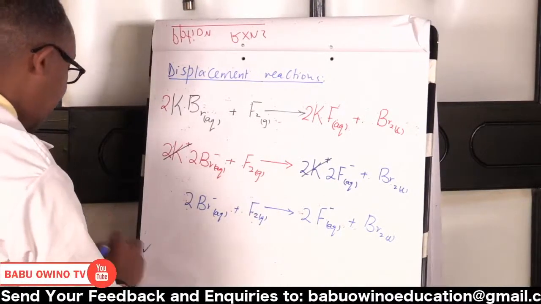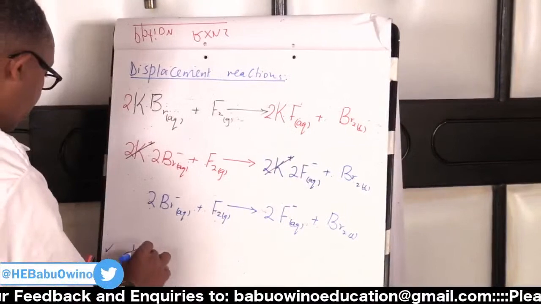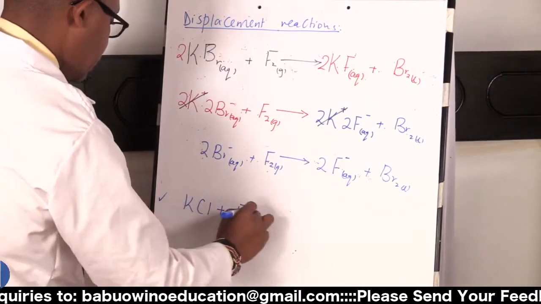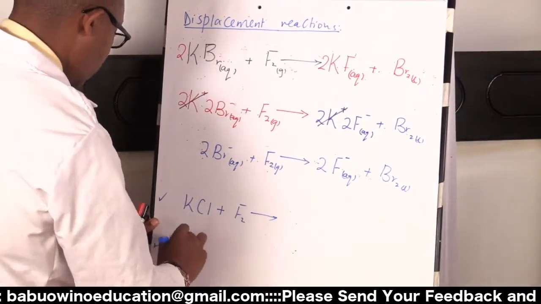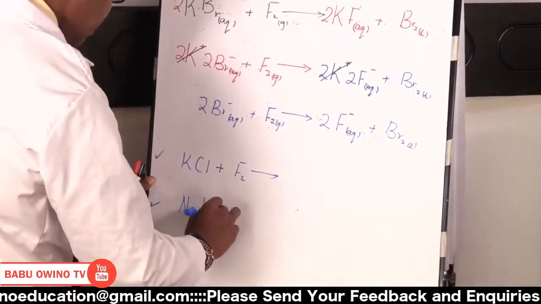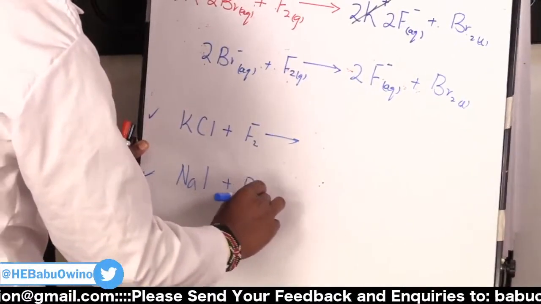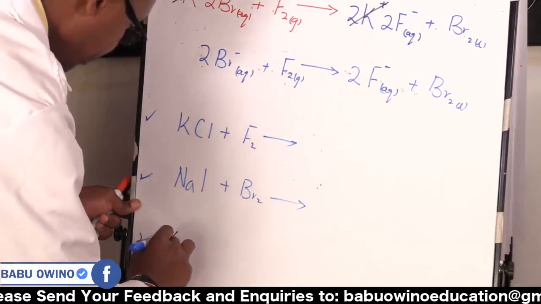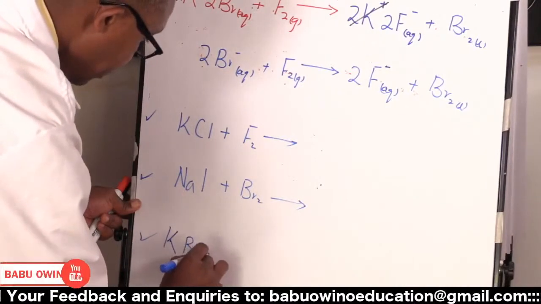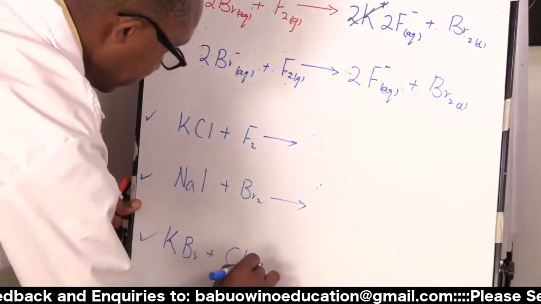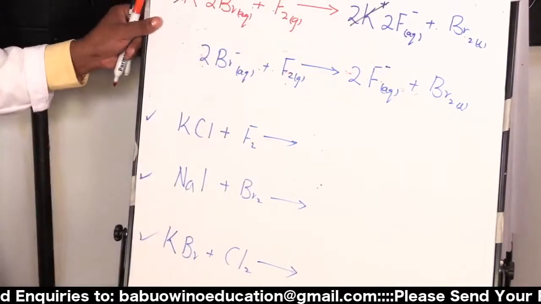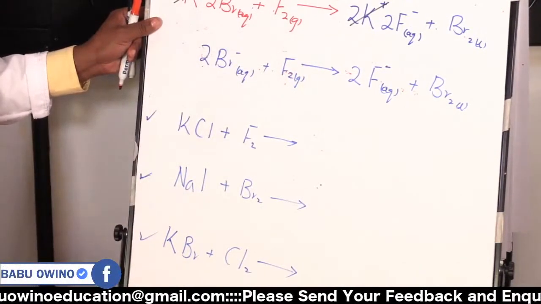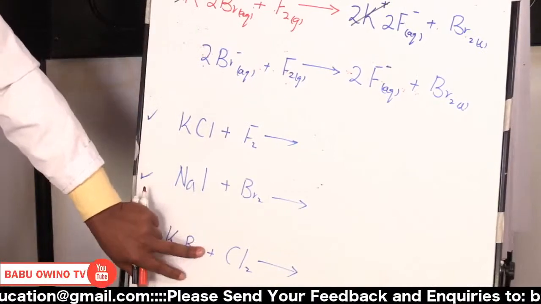Now, next we can take potassium chloride plus fluorine. Complete that. Sodium iodide plus bromine. Potassium bromide plus chlorine. Now for those three, you use the same argument, and then you will work out the answers to that effect.